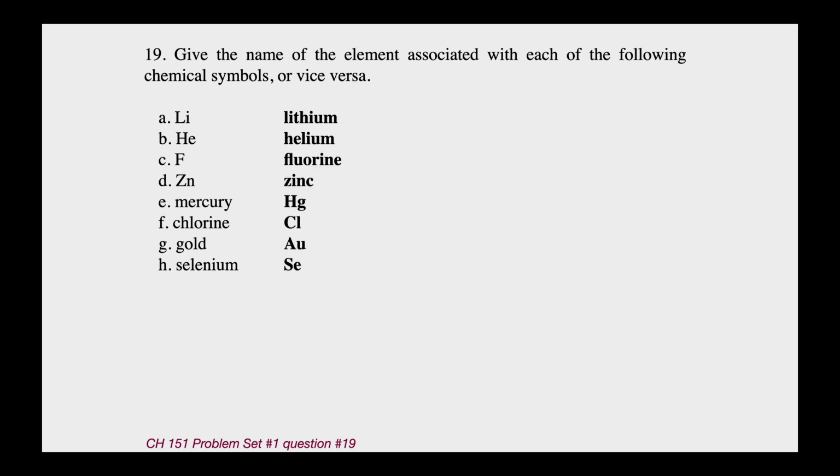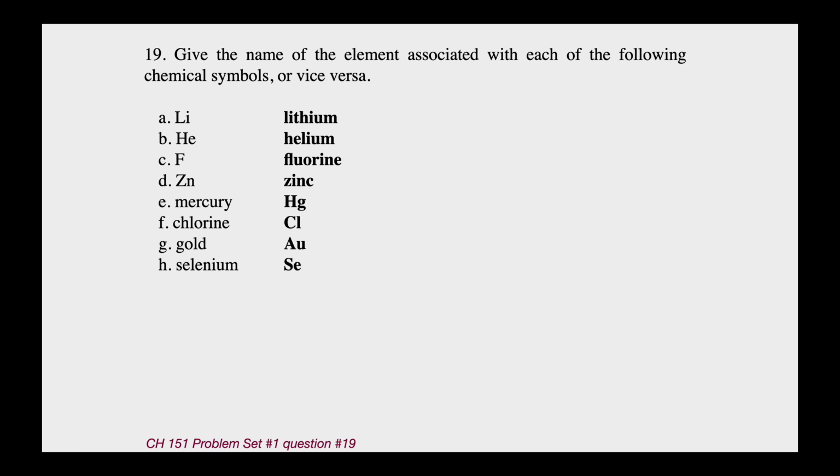So Li is the symbol for lithium, He is the symbol for helium, F is fluorine. There is an Fl, so don't call fluorine Fl. Zinc is Zn. Mercury's symbol is Hg. Chlorine is Cl. Gold is Au. And selenium is Se. Notice with the symbols of the elements, it's important that the first letter is capitalized and the second letter, if there is one, is lowercase. So fluorine is just one big capital F, no letter after it. All right, no Fls, as I told you. On the other hand, chlorine is capital C, small l.